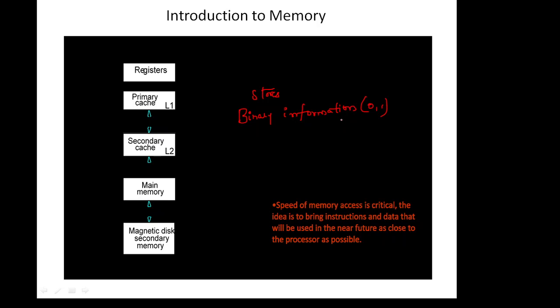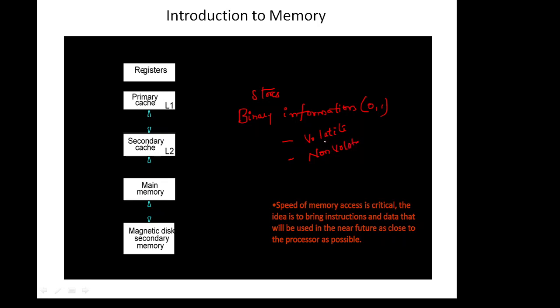Generally, memory is classified into two categories. What are those two categories? You will have the volatile memory and the non-volatile memory. We'll discuss this later. First, we'll discuss the memory itself.